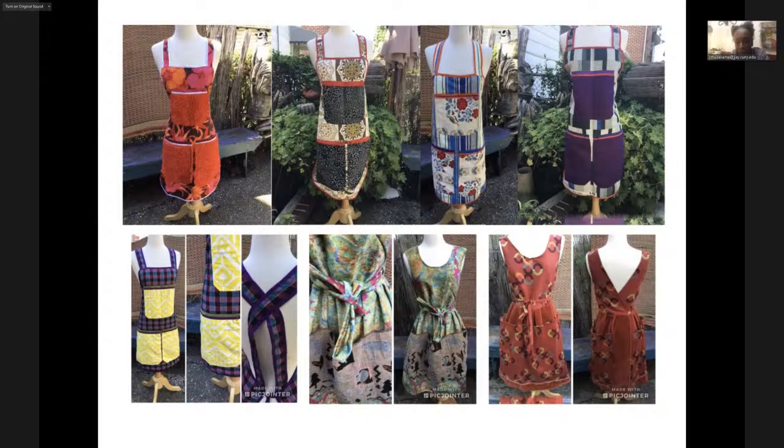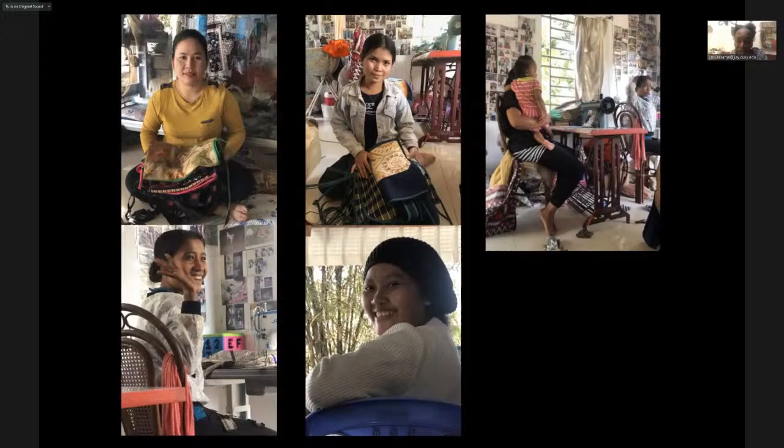It's about 8 or 9 years old. These are the girls that are in the apron project. When they started, they were 14, 15. Now they're in their 30s. They're now mothers. They're fishermen, fisherwomen, they're cooks, they're social workers.